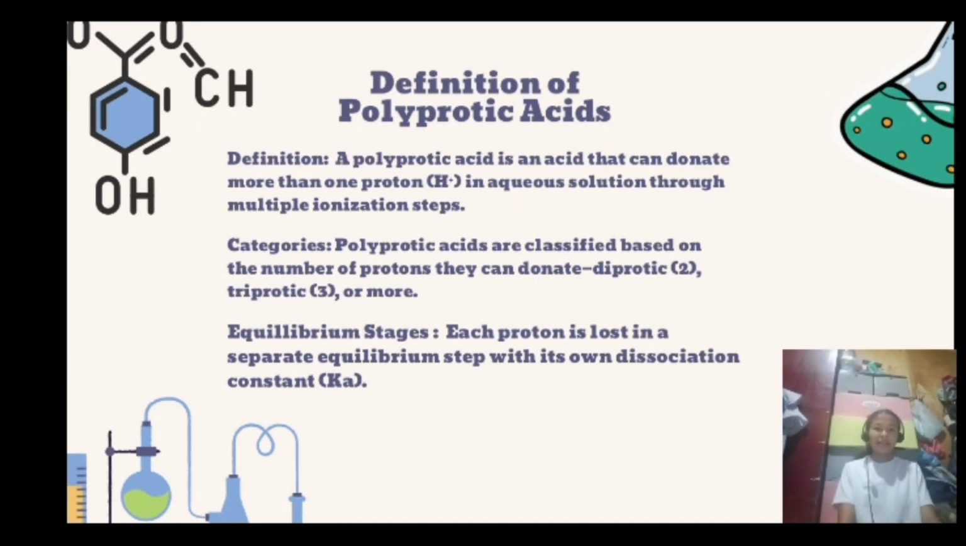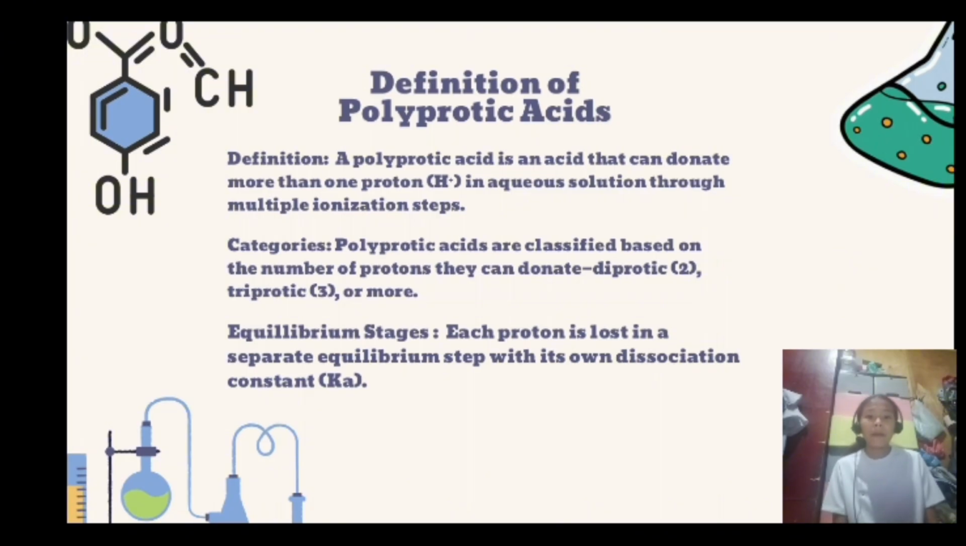Definition of polyprotic acid. It is an acid that can donate more than one proton in an aqueous solution through multiple ionization steps, meaning it can donate or give away more than one proton when it dissolves in water. Each time it donates a proton, it goes through a separate step, and this step is called an ionization step. Each step has its own equilibrium constant, or Ka, which shows how easily an acid gives up that proton.